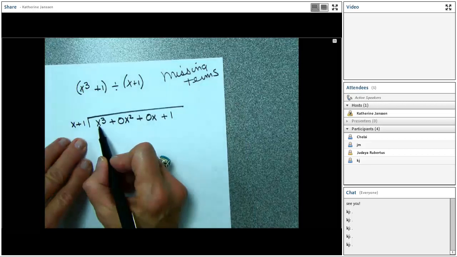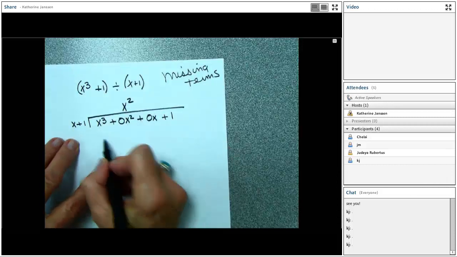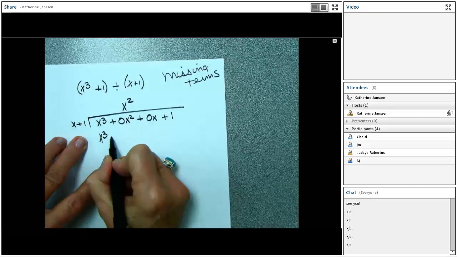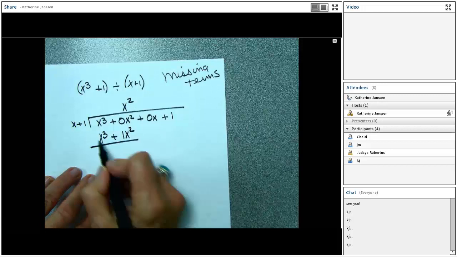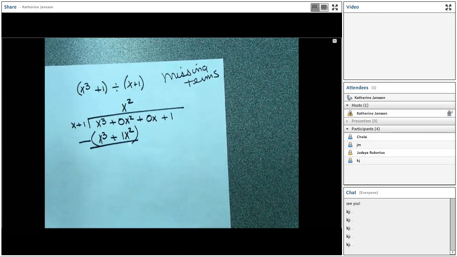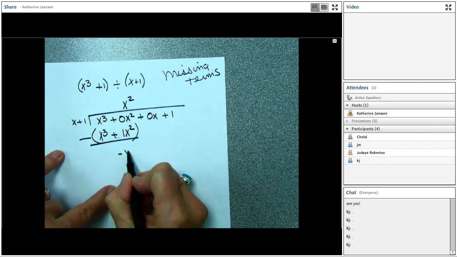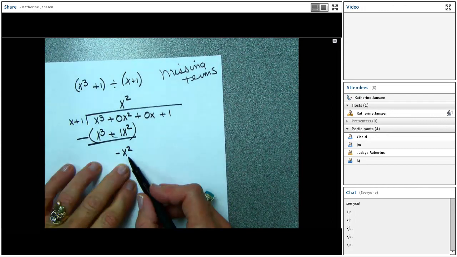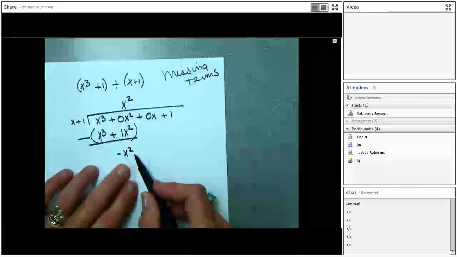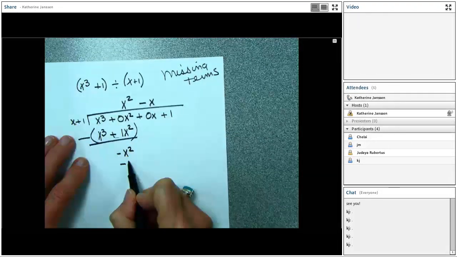So x goes into x cubed, I guess x squared times. X squared times x would be x cubed. And x squared times 1 would be 1 x squared. Draw your line and subtract the entire polynomial, which changes the sign of each of these terms. So I end up with a negative x squared. X times what would give me a negative x squared? Negative x. Negative x times x would be a negative x squared.